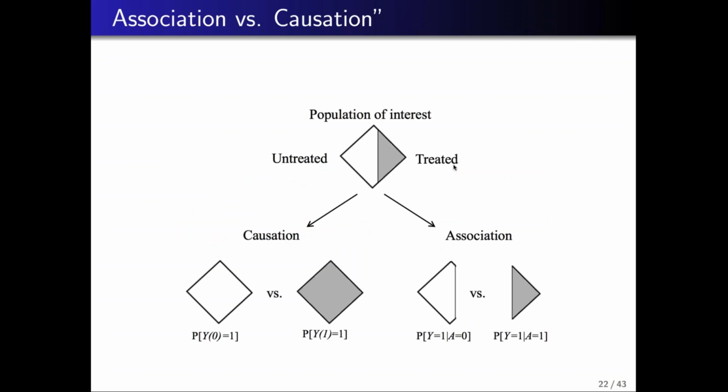And Miguel Hernan has this nice picture that tries to illustrate this. We have our population of interest. They have segregated themselves into people who were untreated, that's the white box, and people who are treated, that's the gray triangle here. Association basically just compares the proportion of people who die in the white sliver, the untreated population, to the proportion of people who die in the gray sliver, treated people. So that's a contrast between the gray and the white slivers.